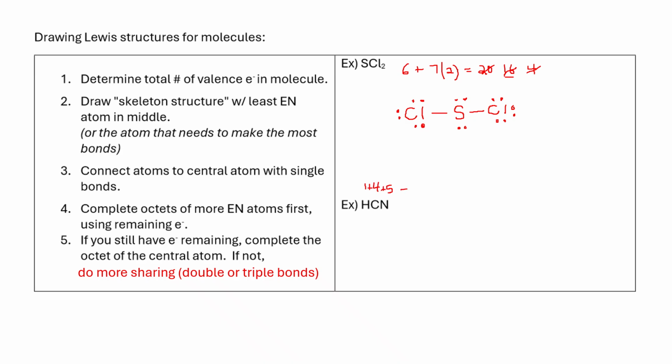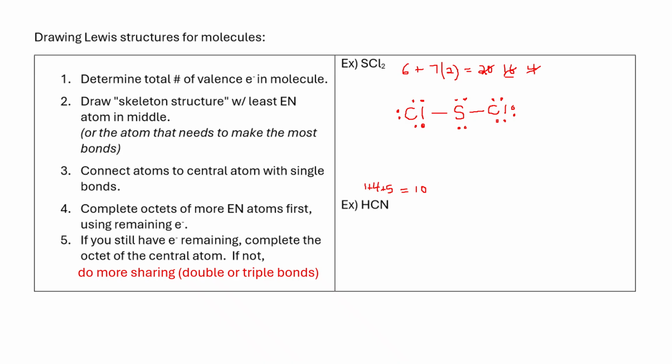So we have 10 total valence electrons to work with, right? In terms of the one that needs to make the most bonds, if we go to the periodic table, again, that's going to be carbon, right? Because carbon only has 4 electrons to start with. Hydrogen only has 1, but it really only needs 2, right? Because it only has 1 energy level, so it's trying to be like helium, which only has 2. So hydrogen only ever needs to make 1 bond, right?